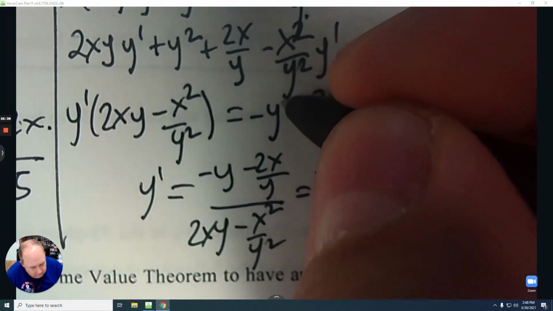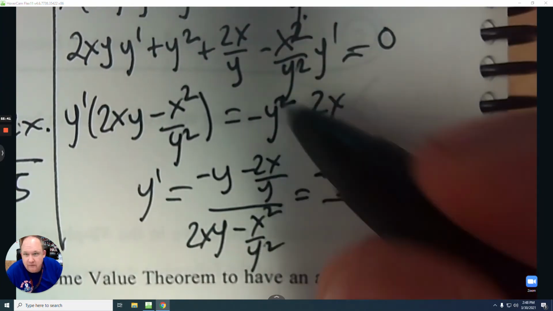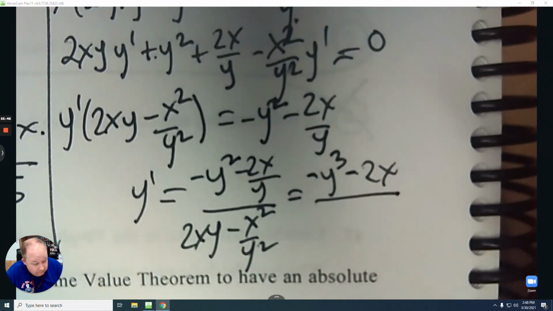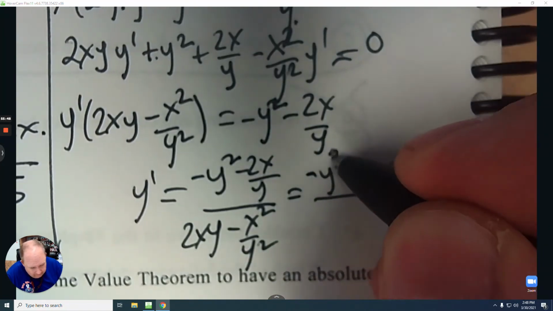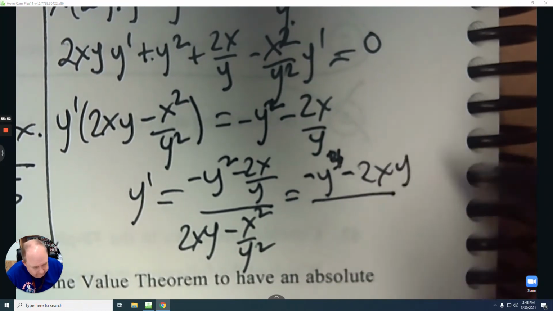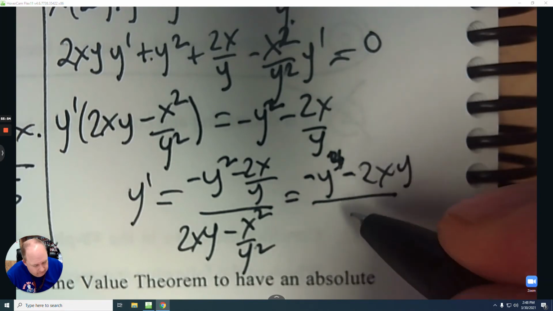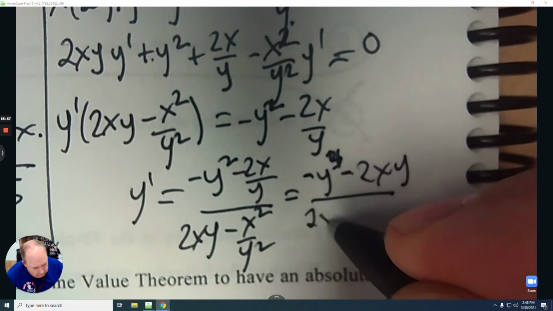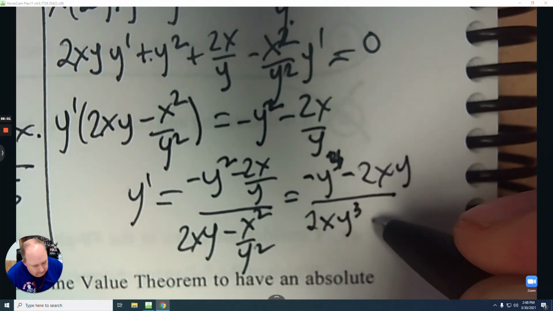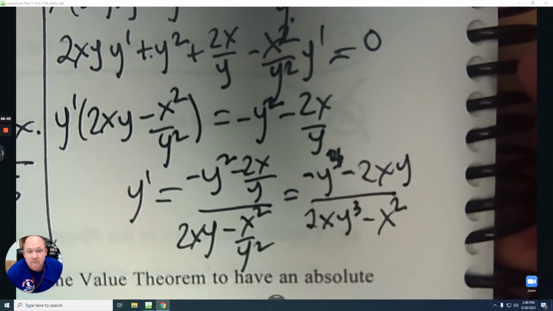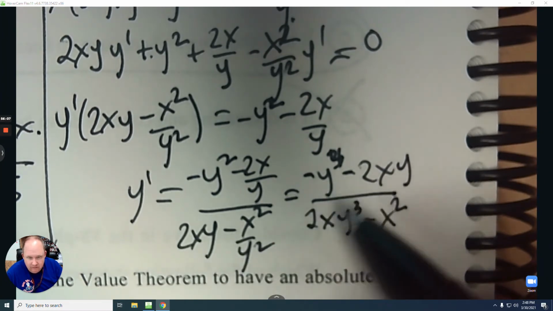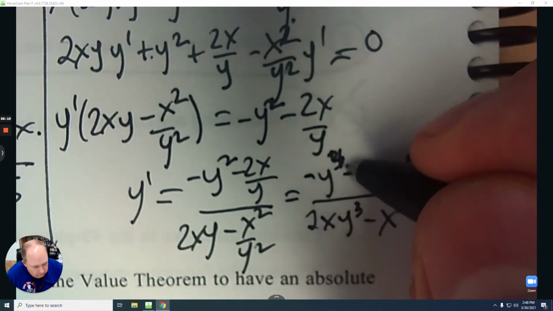Oh, wait a second. This is y squared. This is where I make a mistake. So I'm subtracting y squared. So if I multiply it by y squared, this is now y to the fourth and 2xy. This is now 2xy cubed minus x squared. So I just multiplied everything times y squared so I don't have fractions within fractions. So this is to the fourth.